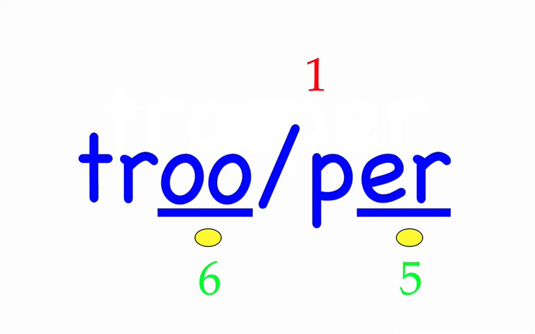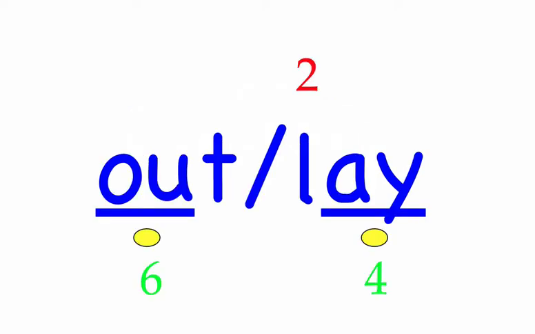Outlay. They had quite an outlay for the banquet. Out, 2 sounds: ow, t. Lay, 2 sounds: ul, a. Outlay. Mark the word.